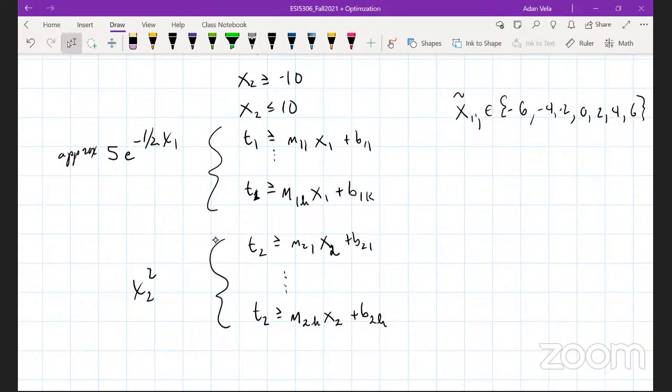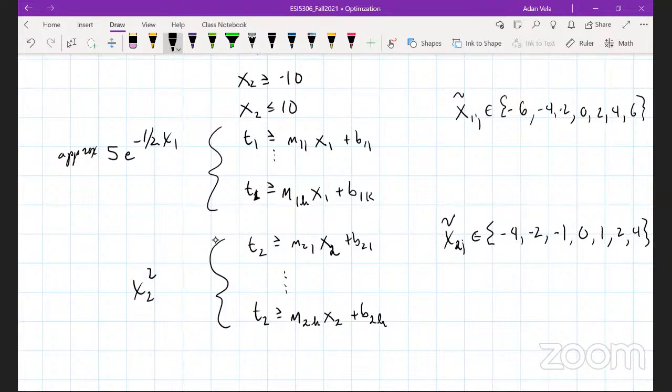For the other function, the quadratic, the second quadratic, we'll use -4, -2, -1, 0, 1, 2, and 4.